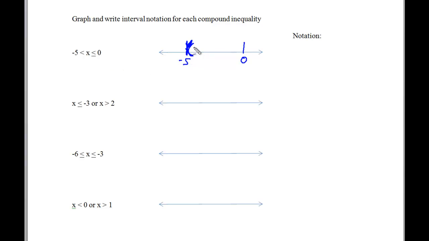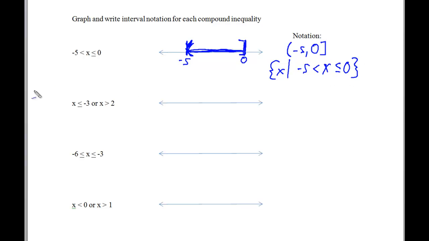And it looks like I'm going to be able to get to 0, so this is going to be a hard bracket like that. And I'm going to draw the line between the two of them, because x is between -5 and 0. And so my notation can be written one of two ways. My notation is going to be written with a soft parenthesis, -5, comma 0 with a hard bracket. Also the set builder notation: x, such that -5 is less than x, which is less than or equal to 0. So if you compare the original problem to the set builder notation, you can see that it's pretty much the same thing. It's just good to have on a graph so we can see what's happening here.